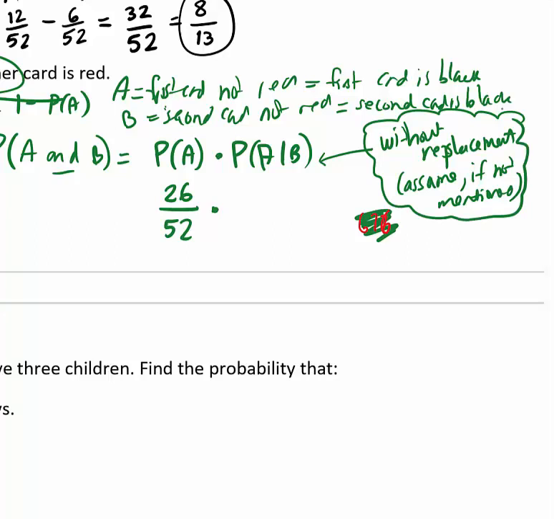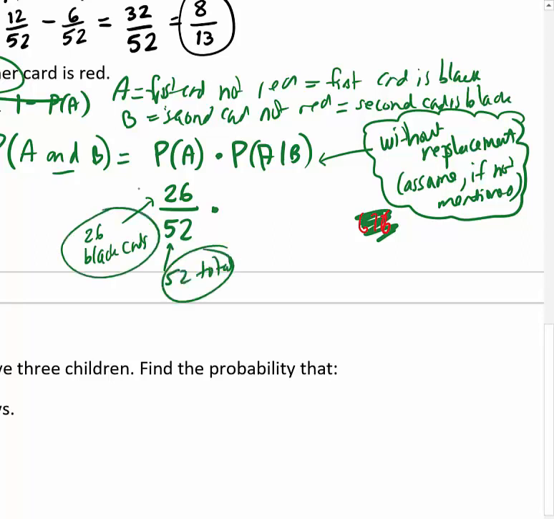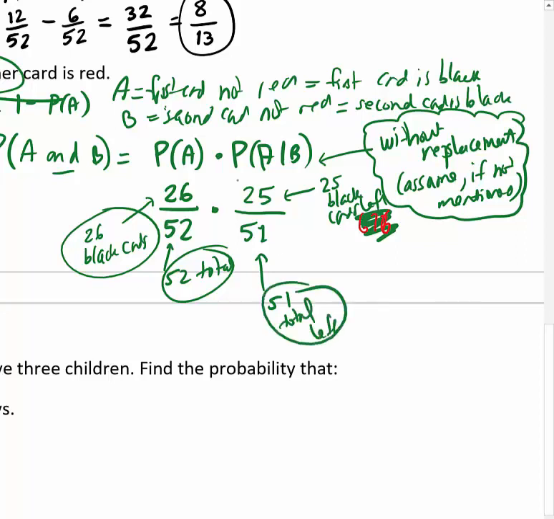Okay, so there's 26 black cards and 52 total cards. If I take one of the black cards out, there are 25 black cards left. And there are only 51 total cards left after I took the first black card out.